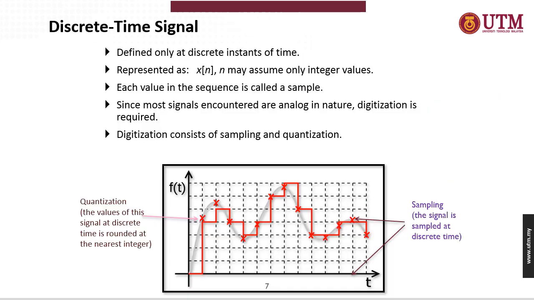Slide 7 and slide 8 basically summarize the information that I have shared earlier, in terms of how the discrete signal is generated, and also in the next slide, slide 8, why we need discrete signal.